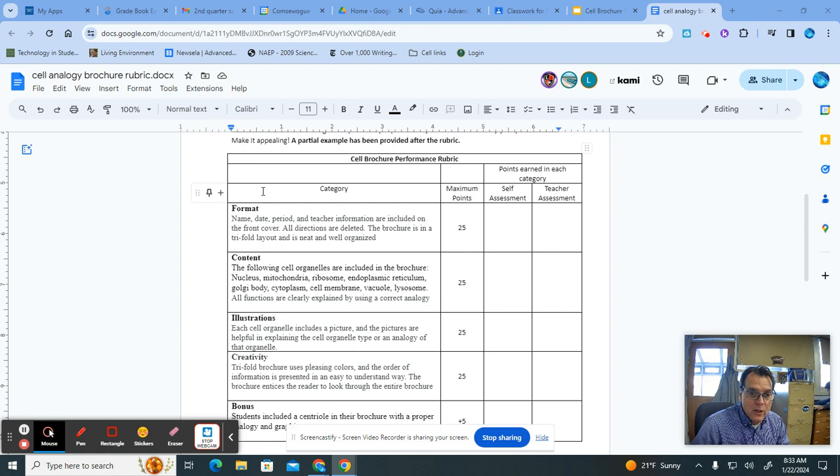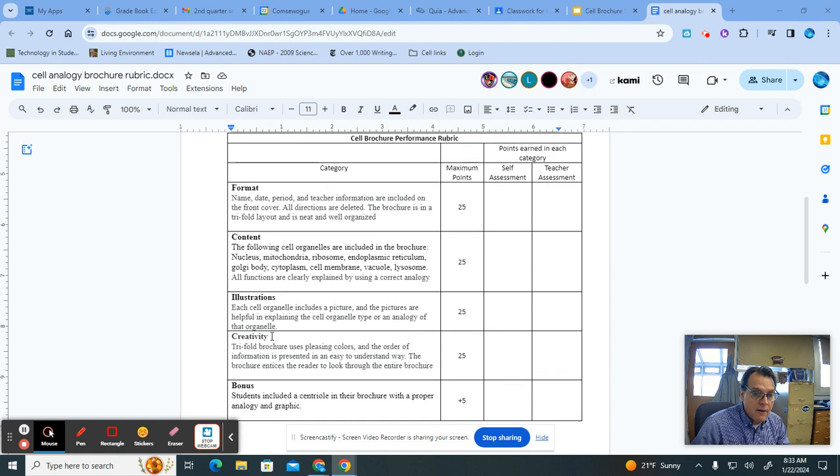So your rubric, you're going to be graded on these things. Name, date, period, and teacher information is included on the front of the brochure. It's neat. It's well organized. The content, you're going to have all of these organelles, nucleus, mitochondria, ribosome, etc. And all the functions are clearly explained by using a correct analogy. That means the analogy you make actually makes sense to what the organelle does.